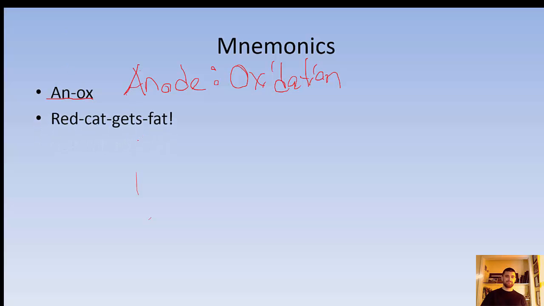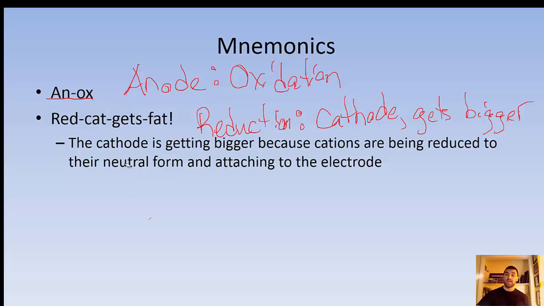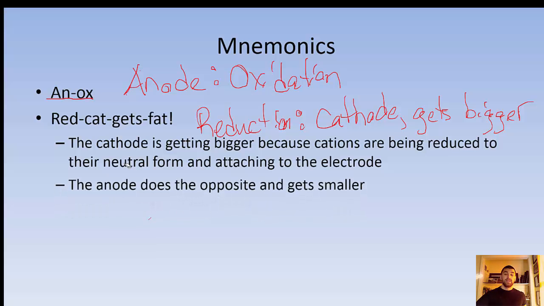And then red cat gets fat. Literally picture a red cat getting fat. What that stands for is reduction occurs at the cathode, which gets fatter. It gets bigger, because it's reducing those ions into the metal form, and the metals are going to bind to it. So the cathode is getting bigger because cations are being reduced to their neutral form and attaching to the electrode. The anode does the opposite, and it gets smaller, because it's losing stuff and its ions are dissolving.